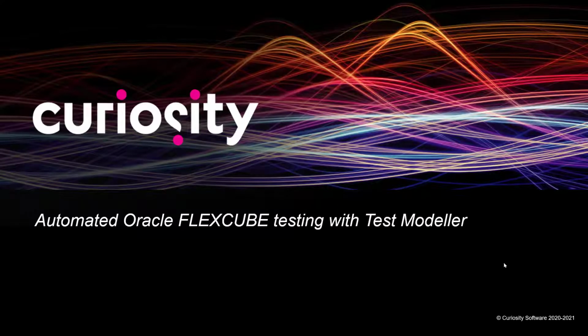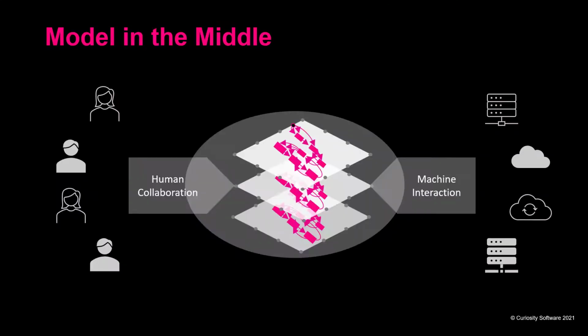Automated Oracle FLEXCUBE testing with Test Modeler. With Test Modeler, we create a central model of the system that is representative of the target application, with that model becoming the digital twin of the application. In here, we capture critical business logic that must be tested, with human collaborators and machines all contributing and working from this central point of truth.